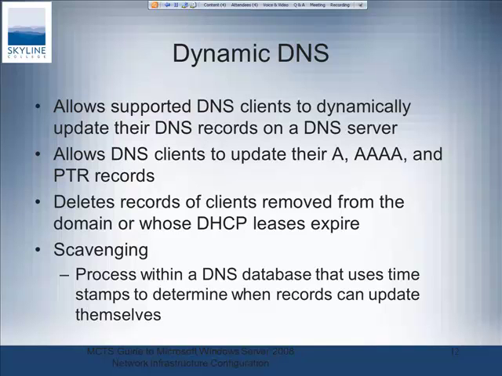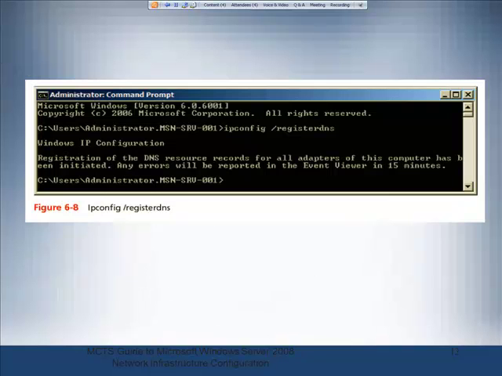Scavenging is a process the DNS checks for old records, expired records, so that it can delete them. Not everything gets deleted on time, so you should configure scavenging in order to delete the records that you don't need anymore.